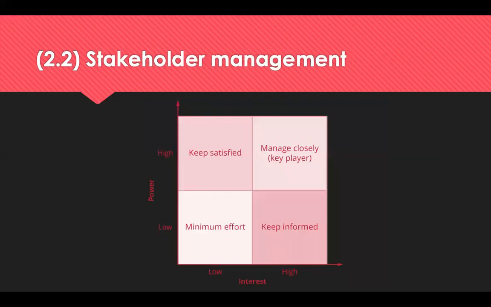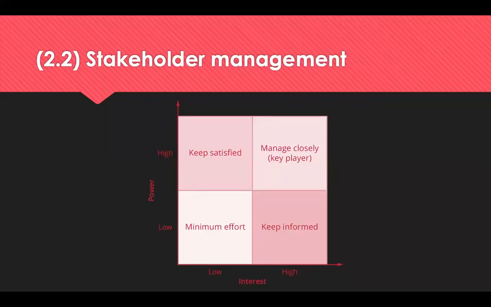Now, stakeholder management is all about identifying who your internal and external stakeholders are. And you can use the Mendelow's matrix to map them. And that's what you can see on the screen. This looks at two axes. The horizontal one is the stakeholder's level of interest, and the vertical one is the level of power or influence that that stakeholder may have.